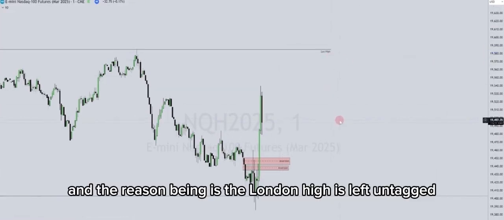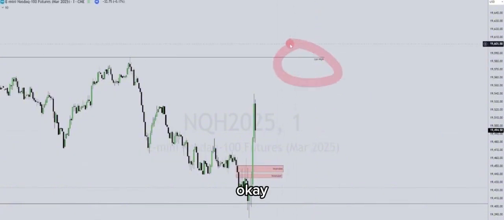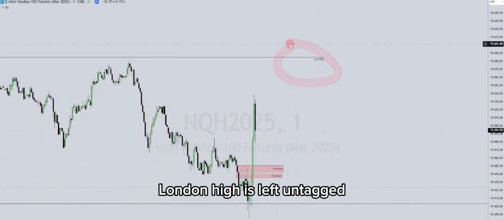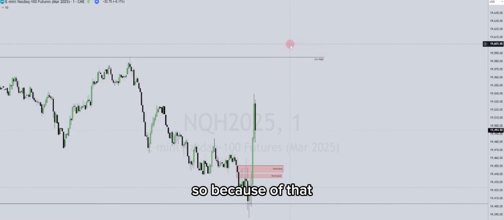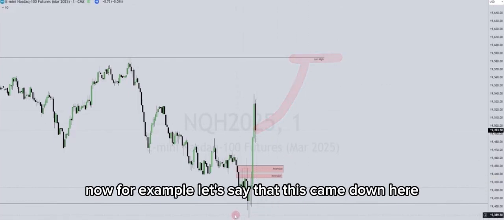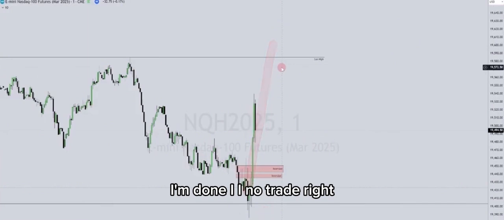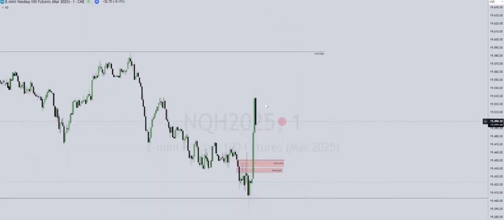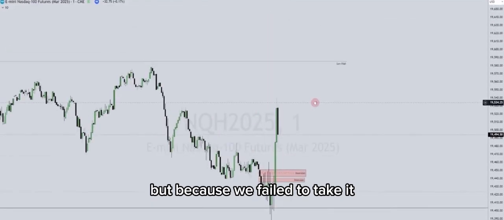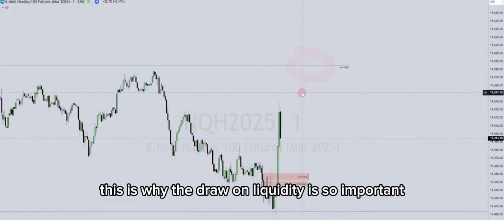And the reason being is the London high is left untagged. Okay? London high is left untagged. So, because of that, we're still able to find a trade setup into London high. Now, for example, let's say that this came down here, V-shape recovered, took London high. Boom, I'm done. I no trade, right? There's no trade setup. But because we failed to take it, I'm still very interested in the market drawing higher into London. This is why the draw on liquidity is so important.